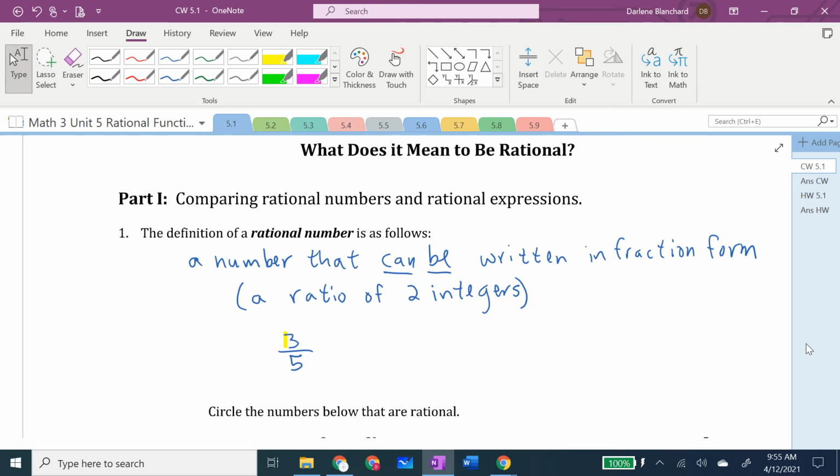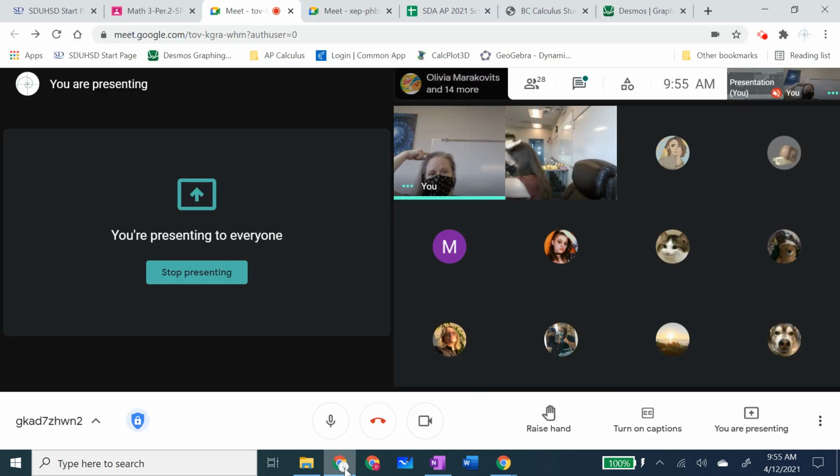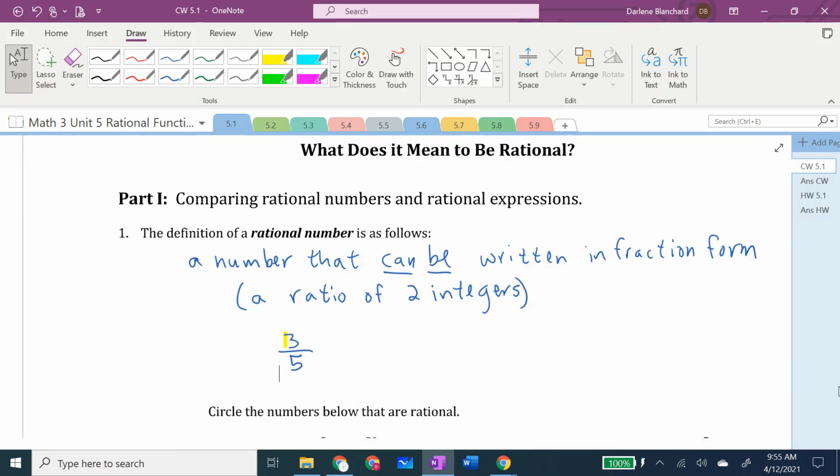Okay, I hope it's recording because I don't. Okay, it is. The little symbol is on. All right, here we go.